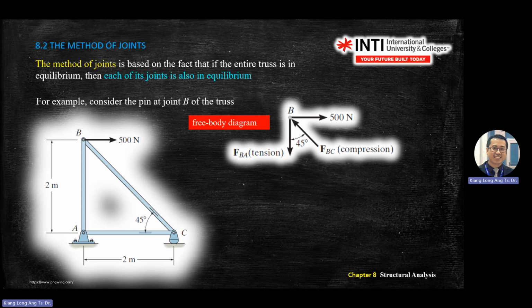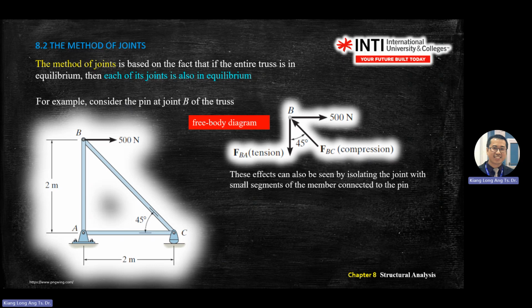So BC, you pull this one. If you are pin B, you're actually feeling the BC member pressing on you. So you draw this one. Of course, at this moment, you can draw whatever direction you want. Of course, you cannot change the 500 direction. The rest two, you can still be flexible, because later when you do the analysis, you will know whether it's positive or negative.